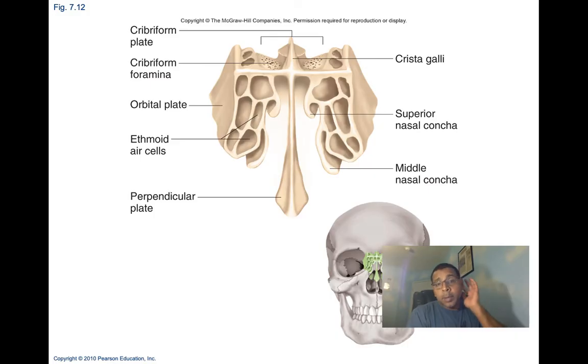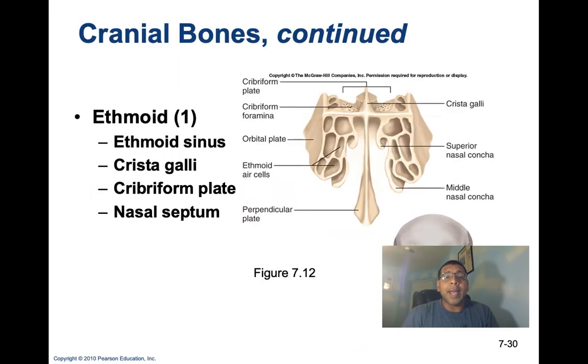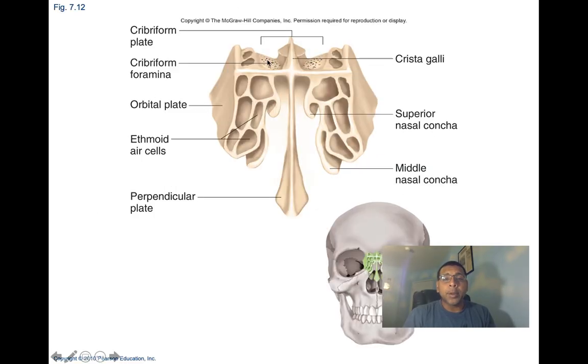And the cribiform plate is important because it's going to contain cranial nerve number 1, the olfactory nerve, lying on it. And here you can see you've got all these foramina, these olfactory foramina, or the cribiform foramina, as they're also known. They are tiny holes on the cribiform plate that allow for the filaments of the olfactory nerve to pass.